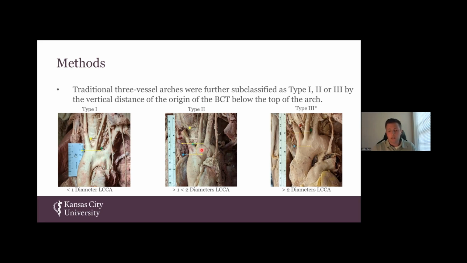A type 2 is when the origin of the brachiocephalic trunk is between 1 and 2 diameters of the left common carotid artery. And then finally, a type 3 arch is anything greater than 2 diameters of the left common carotid artery. The reason for this subclassification is that in my literature review, I found that a few authors claimed that type 2 and especially type 3 arches behave more like an aortic arch variation, specifically in regards to that type B aortic dissection that we talked about before.